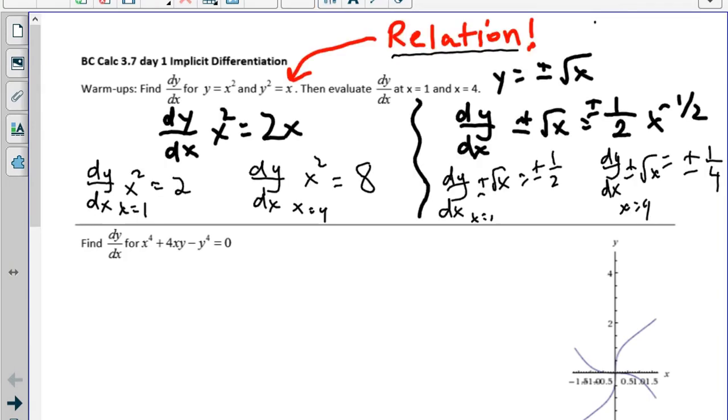So after you did the warm-up, hopefully the first one was really easy for you. You get 2 and 8 after you take the derivative, which is 2x, then you substitute in 1 and you substitute in 4. Now, when you substitute in the derivative into the other one, a lot of people are probably not going to get the plus or minus in front of the square root of x. And that's because this function is actually not a function. That is a relation. And because that is a relation, you need both the positive and negative halves of that parabola that's going sideways.